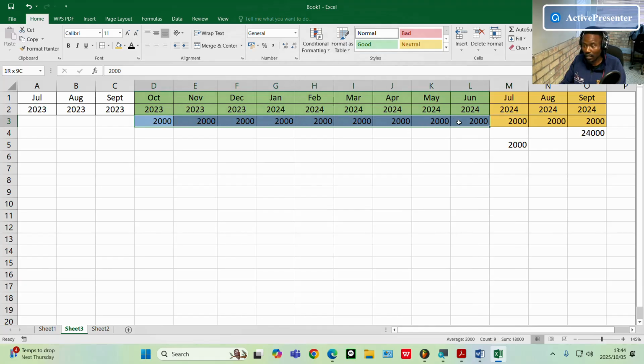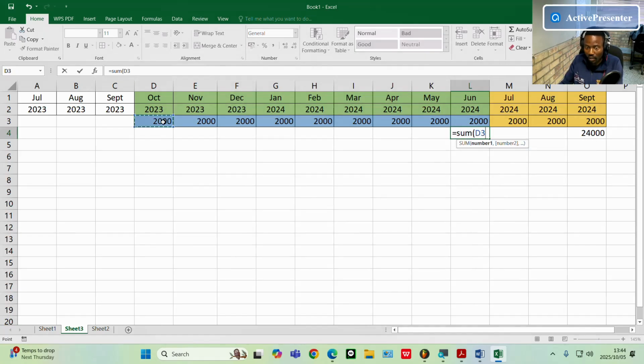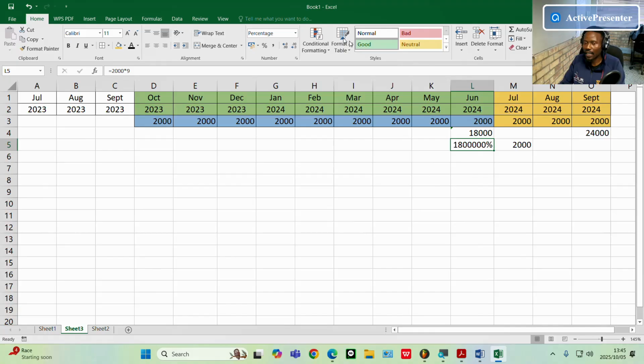Of the total 24,000, we only need 18,000. How did I get the 18,000? I added from October the 9 months. Or since I already know it's 2,000 per month, you can just say 2,000 times the 9 months, because when you take the 3 months that you prepaid minus 12, you get 9. So you times it by 9. That's where you get the 18,000 from. So that's how we got to 18,000. I used multiple ways of getting it.